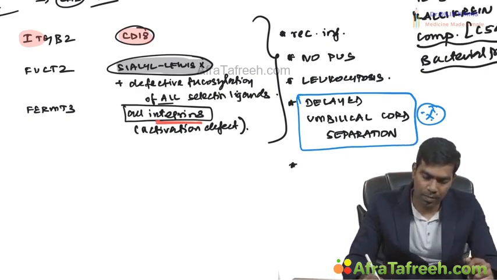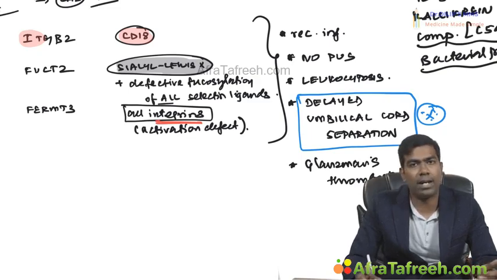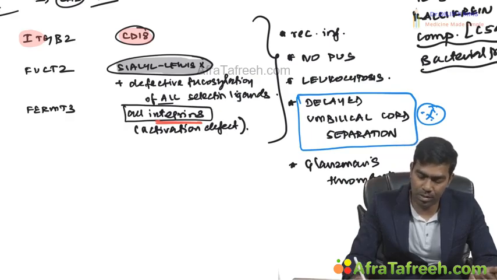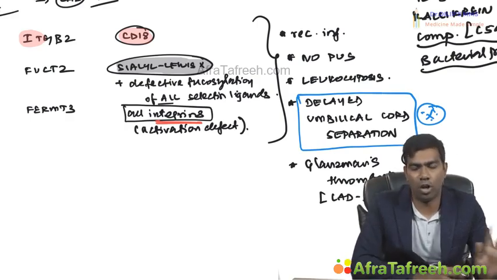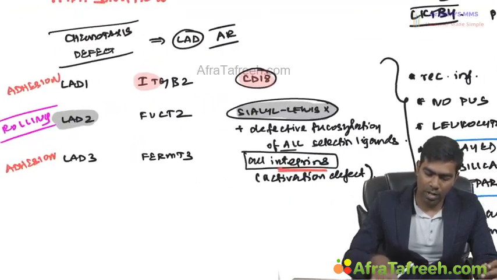Very important. And the next thing, patients may have a Glanzmann's thrombasthenia-like picture, where the patient will have defective platelet adhesion also. Typically this is seen only in LAD type 3, not in LAD1 or LAD2. And how will you diagnose?